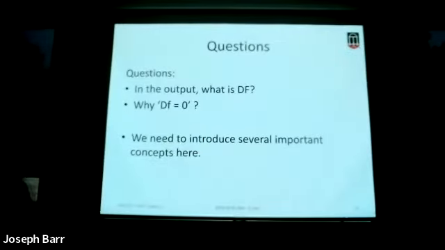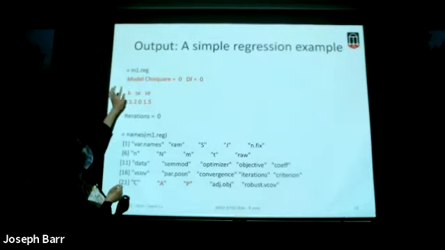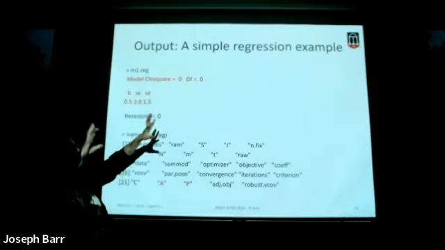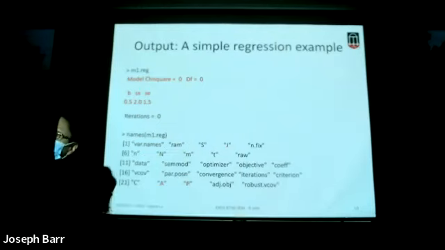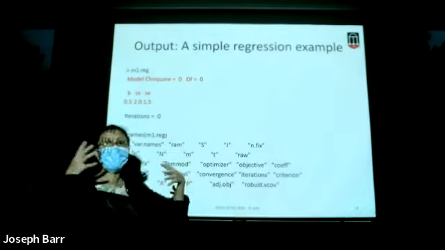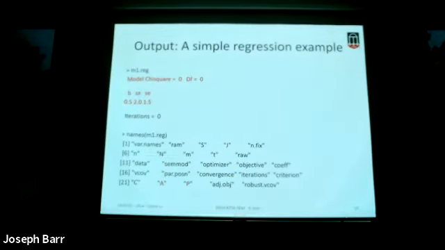Now let's look at the degrees of freedom here. In the beginning part of the result, there is the chi-square value and df. What is df? df is the degrees of freedom, 0. Why are the degrees of freedom 0? So let's look at this part. How do we calculate the degrees of freedom?